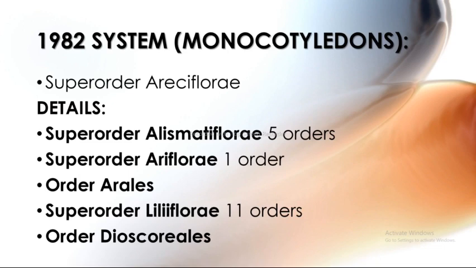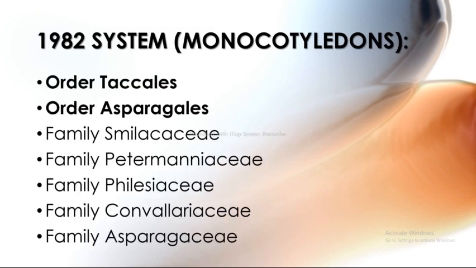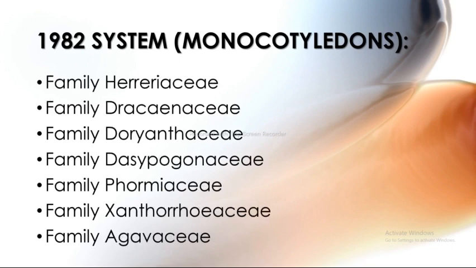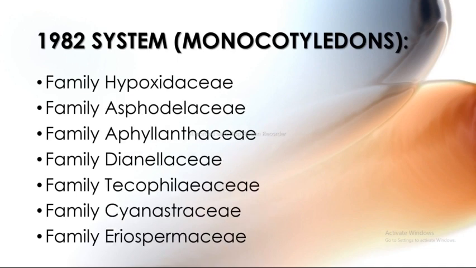Dioscoreales. And the order is the Tachales. And the next order is the Aspergales, which includes the families Smilacaceae, Petermaniaceae, Phyllaceaceae, Convolariaceae, and Aspergaceae. Next family is the Herreriaceae, Dracinaceae, Dorientaceae, and Dasypogonaceae, Formiaceae, Zentoriaceae, and Agavaceae.